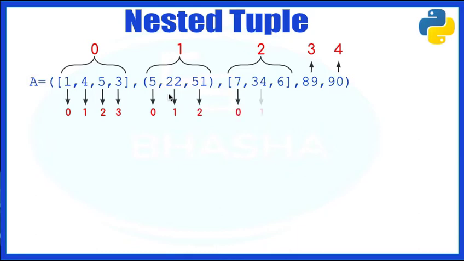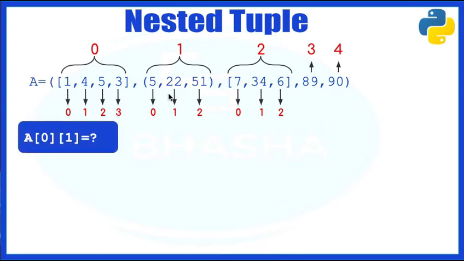Same way we have 0, 1 and 2, and here we don't have a concept of 0, 1 because it's the only value. Therefore, if the question comes, what is A01? The first subscript simply means I am talking about the first element of the tuple. Within the first element of the tuple, I am talking about what is there at subscript number 1. So the answer is 4, and that's what we should get.